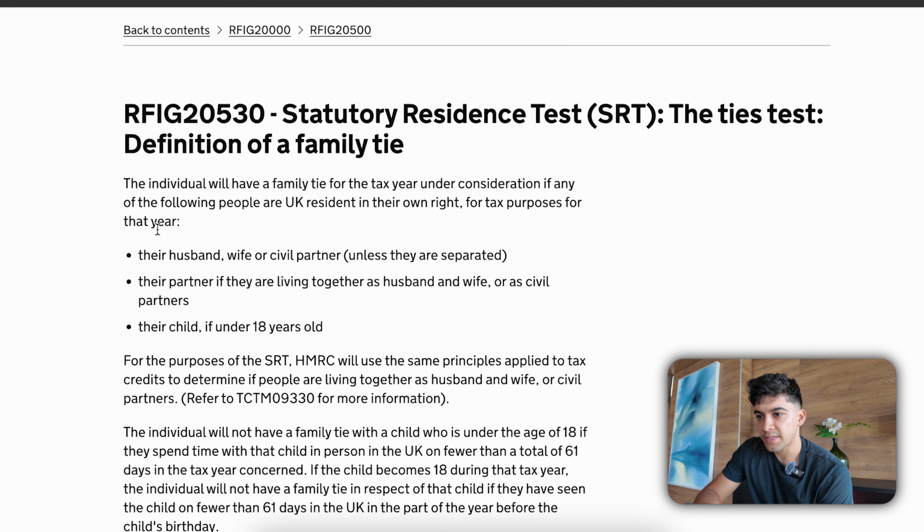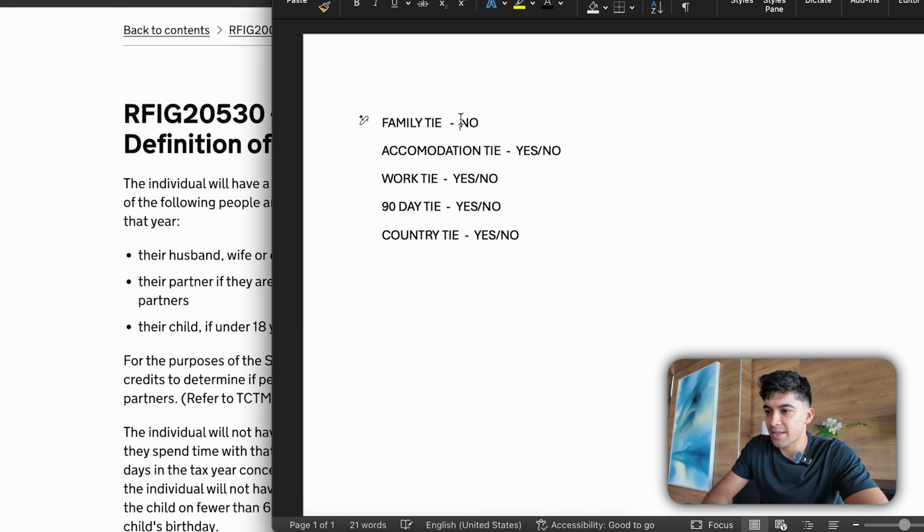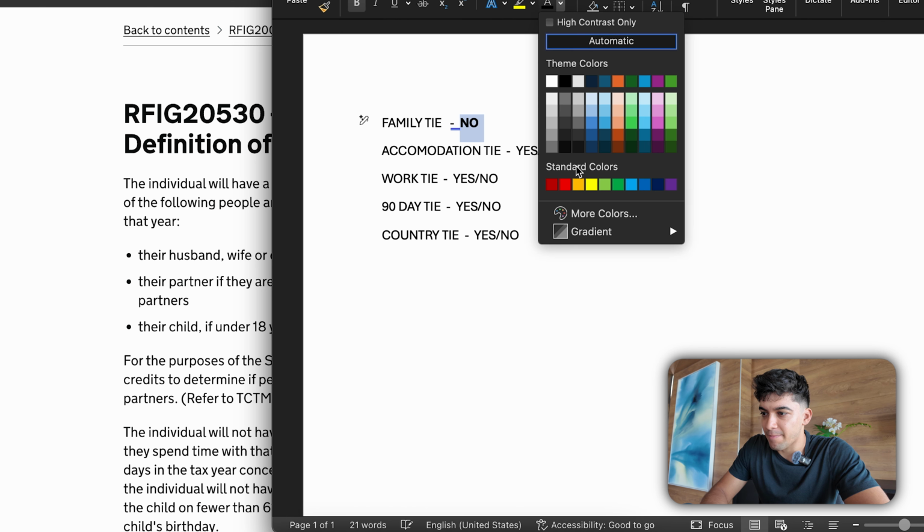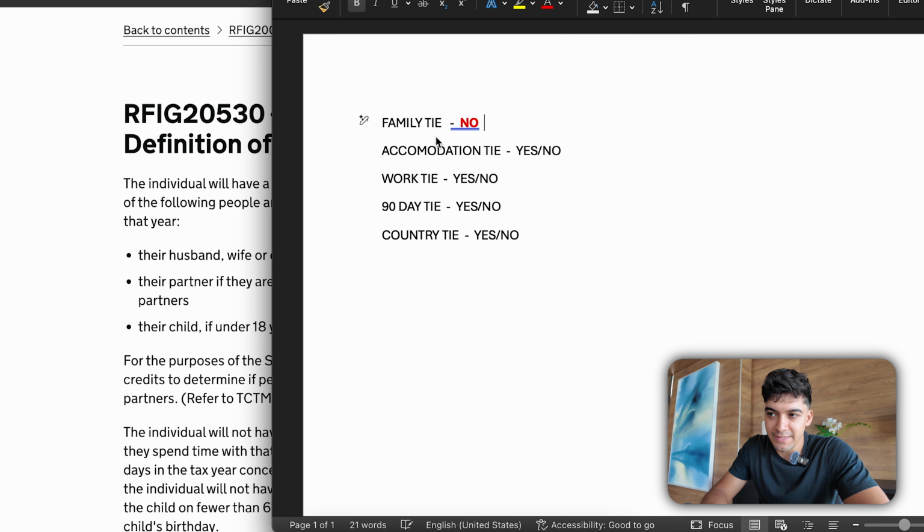This is the first tie, a family tie. An individual will have a family tie for the tax year if any of the following people are UK resident in their own right: husband, wife, or civil partner; partner if they are living together as husband and wife or civil partners; or their child if under 18 years old. I assume you're watching, you're probably not married. If you're married, your wife is not in the UK, and you probably don't have a kid under 18 years old that is in the UK while you are traveling. So I assume, let's take a look at this to keep track. This is a no, that you don't have a family tie. And maybe this is different for you, but let's say this is a no.